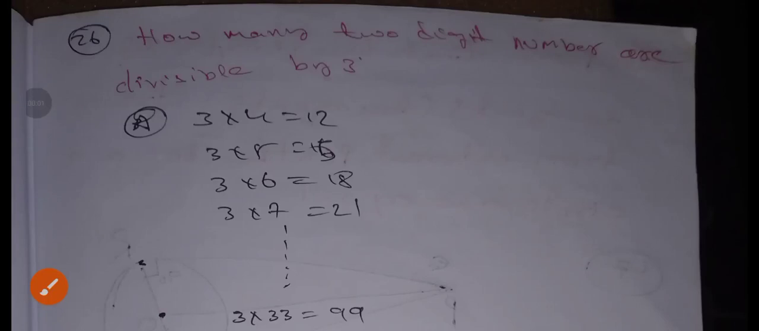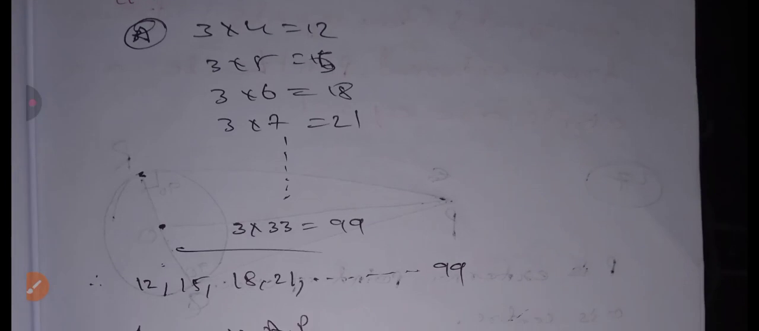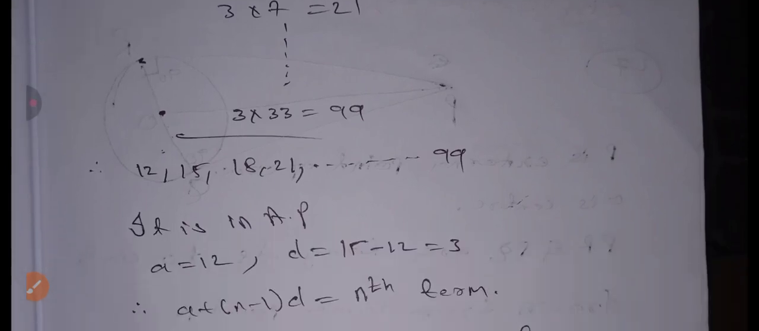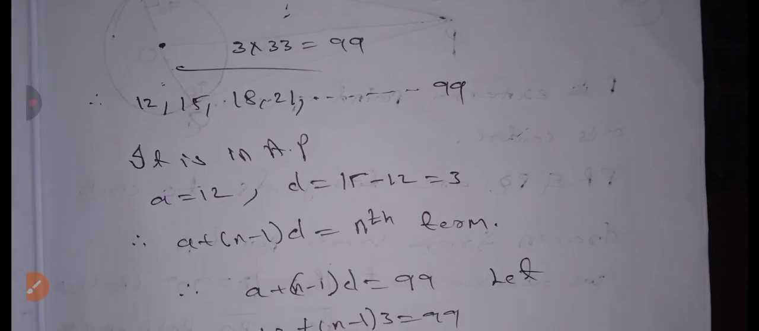How many two digit numbers are divisible by 3? Answer: 3 into 4 is equal to 12, 3 into 5 is equal to 15, 3 into 6 is equal to 18, 3 into 7 is equal to 21, 3 into 33 is equal to 99.